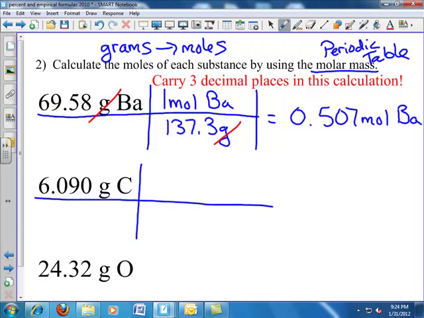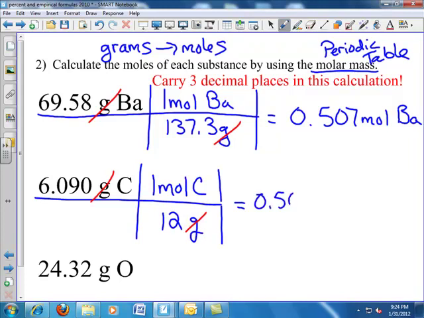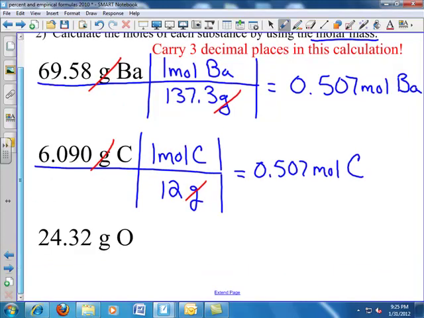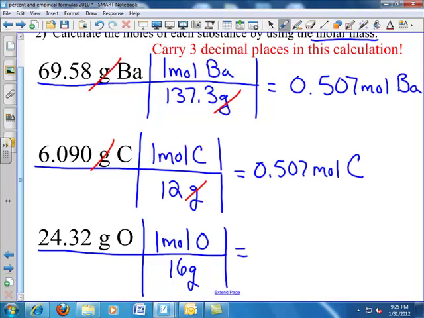So I'm going to do the same thing with carbon. 1 mole of carbon is 12 grams. The grams cancel, so this is going to come out to be 0.507 moles of carbon. And then the last one is oxygen. 1 mole of oxygen is 16 grams, and that comes out to be 1.52 moles of oxygen.